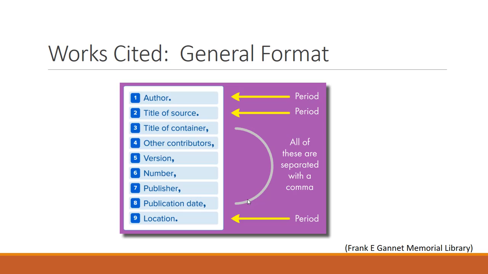So the works cited in MLA, the general format, has these components: author, title of source, title of container, other contributors, version, number, publisher, publication date, and location. And what's new in MLA 8 that's different from MLA 7 is that author and title have a period after them. Everything else has a comma after it. And then the last item, which is typically location, has a period after it.